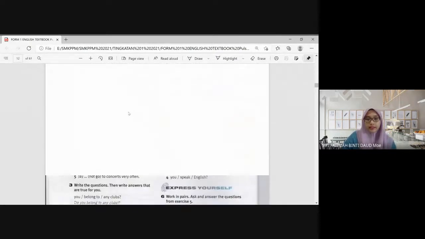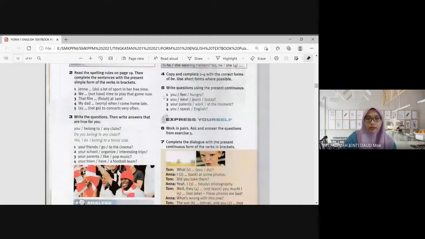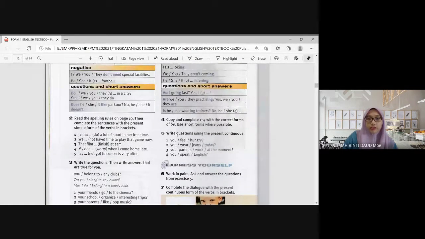Okay. Next one, the exercise for number 5. How do you write questions using the present continuous? This is the sample. Here, am at the front, are we, is he. So it's either am, are or is. It must be at the front, eh. So how do you do this one? You feel hungry. Like asking a friend, are you hungry, in English? For "you", what do we use? Am, are, is.